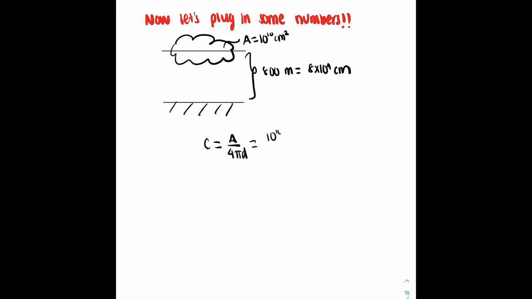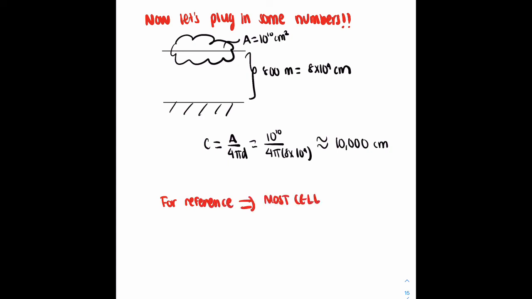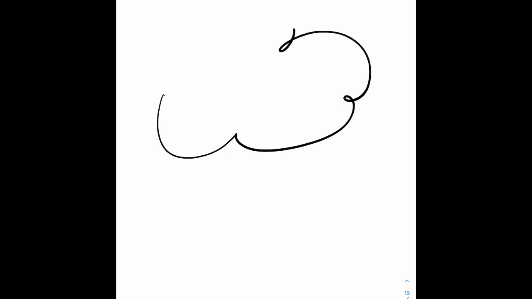We'll use our formula for capacitance that we just derived above, and we'll plug in these numbers, and then we get that our capacitance is around 10,000 centimeters. For reference, most cell phones that have a capacitor have a capacitance of around 50 centimeters. So this is pretty huge. But if you think about it, this really does make sense because a cloud is pretty big, and so it has a lot more ability to hold charge than the cell phone would.